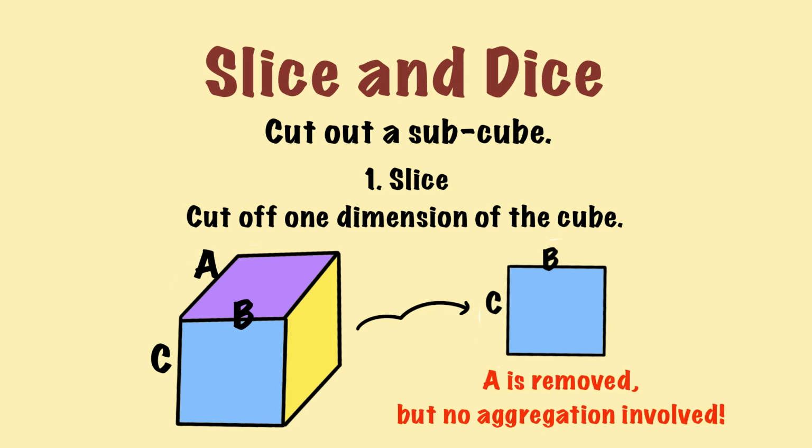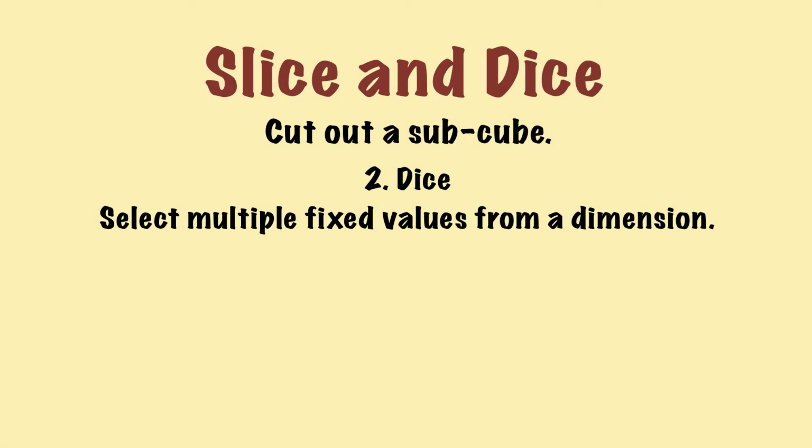The difference between slice and roll up is that we don't do aggregation when slicing. It's more like a selection of dimensions. So, both of them reduce the dimension of data, but roll up uses aggregation, while slice uses selection. Second, dice selects multiple fixed values from a dimension. So we now select values on a single dimension, not the dimension itself.